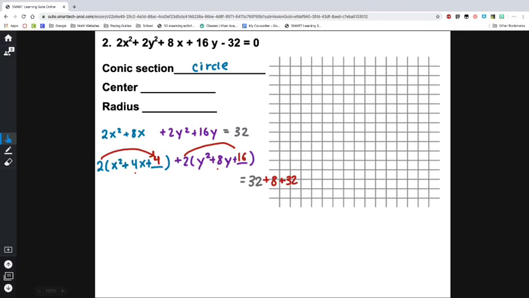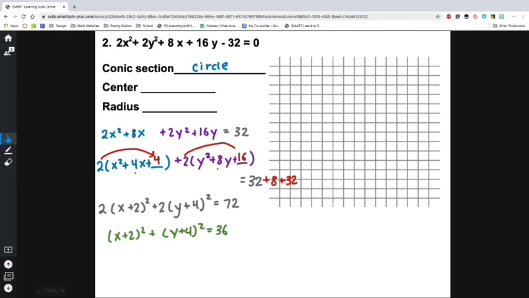Okay, so where do we go from here? Well, I'm just going to clean things up. This becomes 2 times the quantity x plus 2 squared, and then 2 times the quantity y plus 4 squared. And then this is equal to 64 plus 8, which is 72. Now, maybe you guys can see it. Maybe you saw it before we started the problem, but everything is divisible by 2. So if I just divide everything by 2, I can clear out the 2's. Okay, and what that's going to look like is x plus 2 squared plus y plus 4 squared is equal to 36.